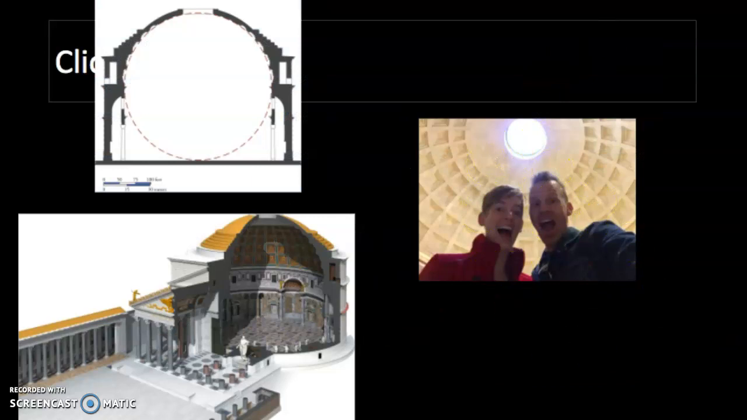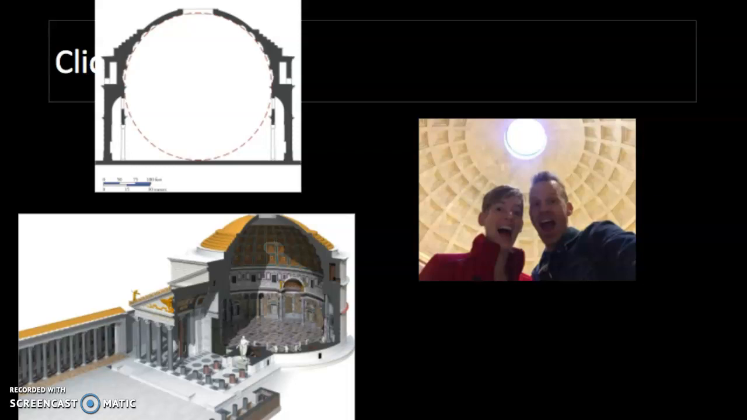So here I am, just completely mind blown, having the time of my life. I got to visit the Pantheon in December, actually shortly before the pandemic. I'm so grateful to have had that opportunity. And boy, is it spectacular to stand in that rotunda.